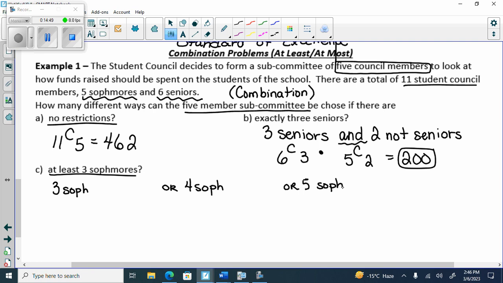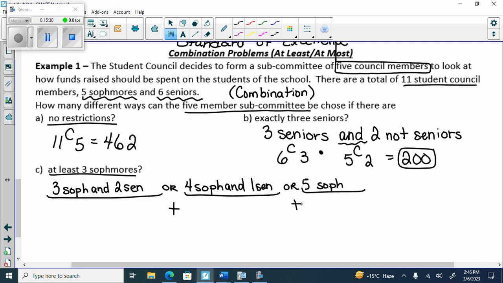Each of those cases are cases of 5-person subcommittees, correct? However, only the last one actually has 5 people on it currently. What do I need to do to this case? I only have 3 people on it. I need how many? 2 seniors. Now this one has 4 sophomores, so I need what? And 1 senior. Does this one need any? No. We're good. And the ors mean we add. Or is add. And is multiply. Remember, and and add do not go together.